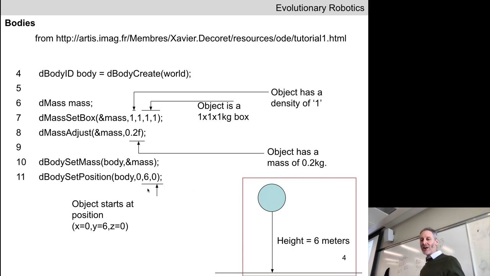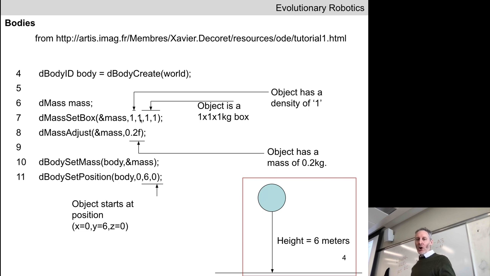meters above the ground. You'll notice when we set the position, there are no units associated with these quantities. Units are kind of hidden from you by the physics engine. So again, in this course, we're not going to worry about whether this object is initially placed 6 meters above the ground, 6 feet above the ground, 6 microns above the ground. It doesn't really matter for our purposes.